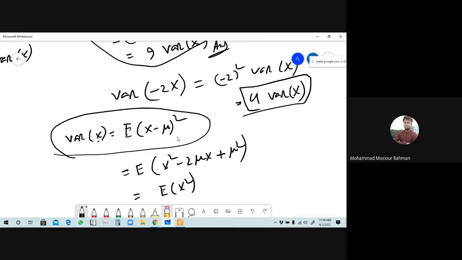mu minus 2 mu is constant. Okay, so this will become 2 mu into expectation of x. Is it right?